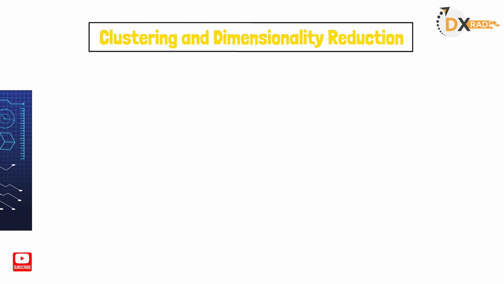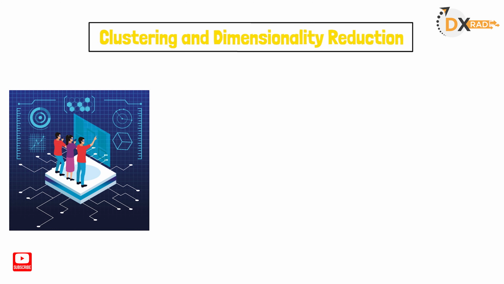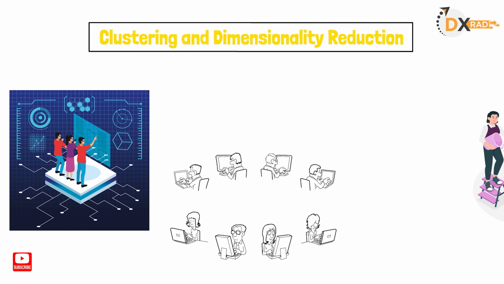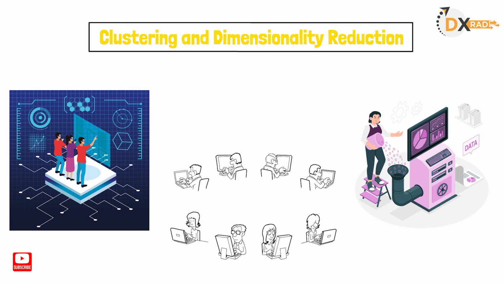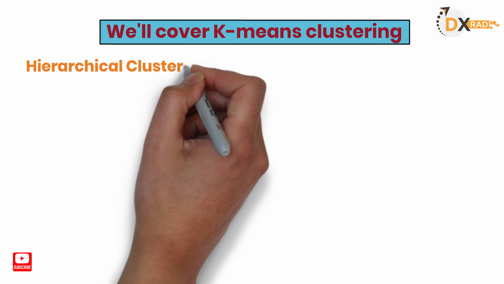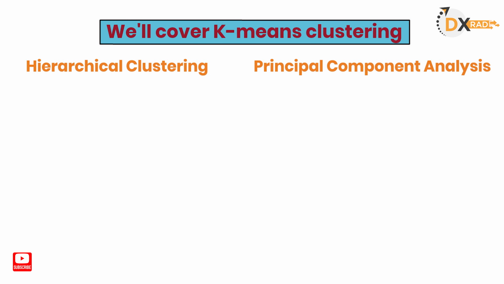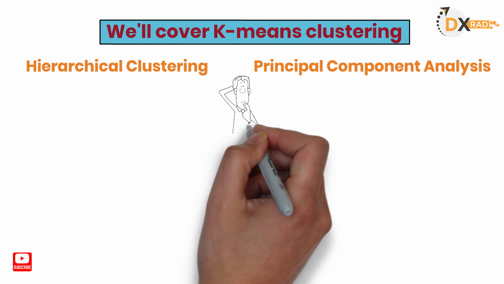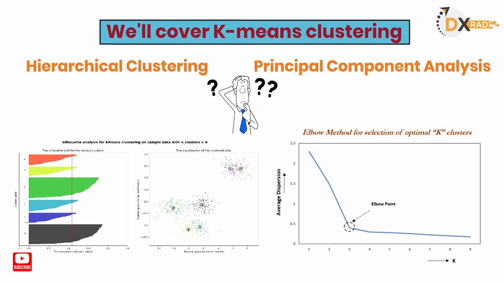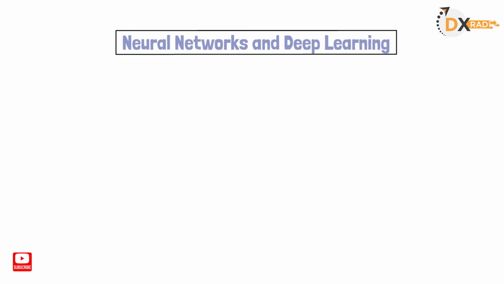Clustering and dimensionality reduction. Next, we'll explore clustering and dimensionality reduction techniques, which are used to group similar data points and reduce the number of features in a dataset respectively. We'll cover k-means clustering, hierarchical clustering, and principal component analysis, and how to evaluate clustering performance using metrics such as silhouette score and elbow method.